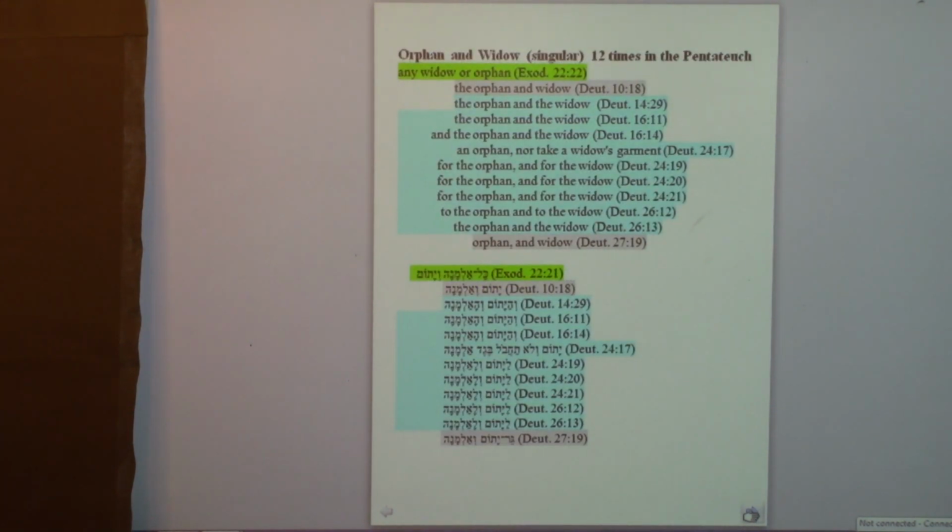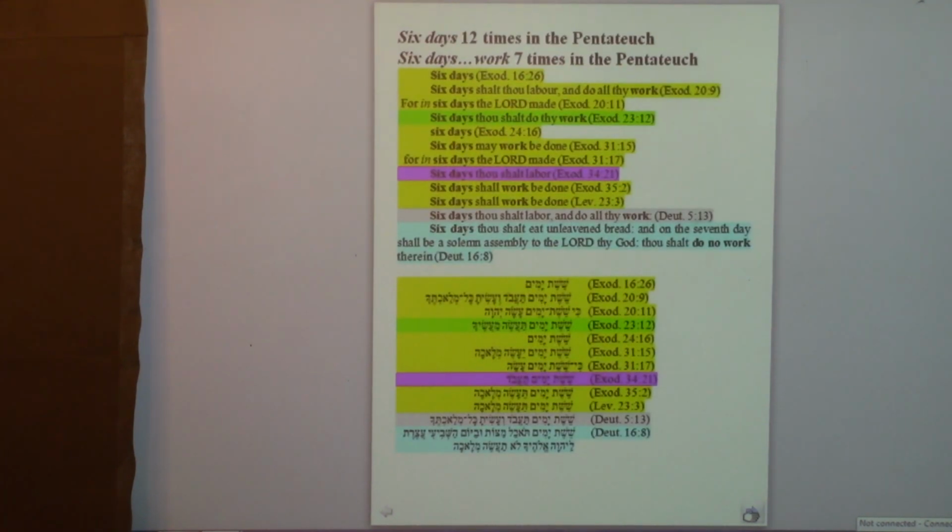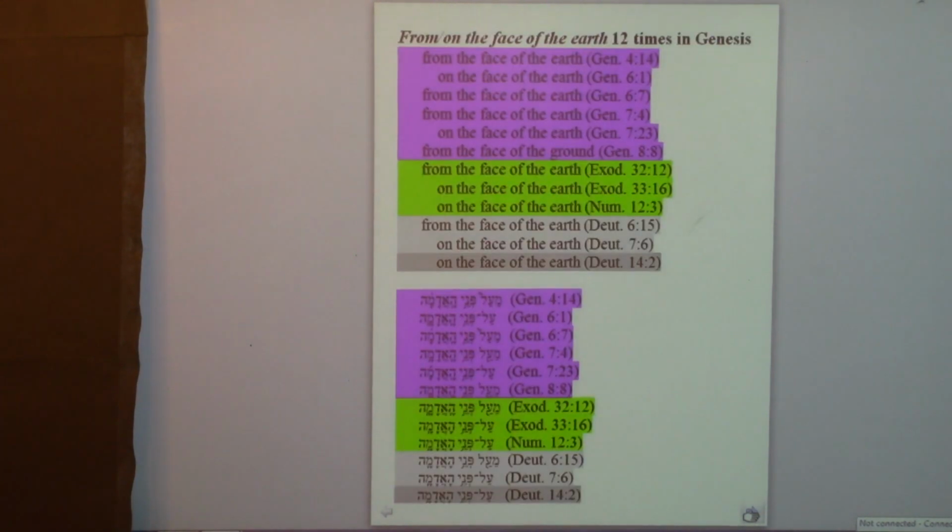Orphan and widow, a very interesting phrase, appears only once in Exodus, Exodus 22:22. All the other 11 are found in Deuteronomy. And whoever the other is, maybe it's a brother-in-law, somebody came in and added 10 to make the whole thing into dodecadal meter. Six days, 12 times; six days with work, 7 times. A lot of combinations of 7s and 12s, as we saw, 7s and 10s. From on the face of the earth, 12 times.